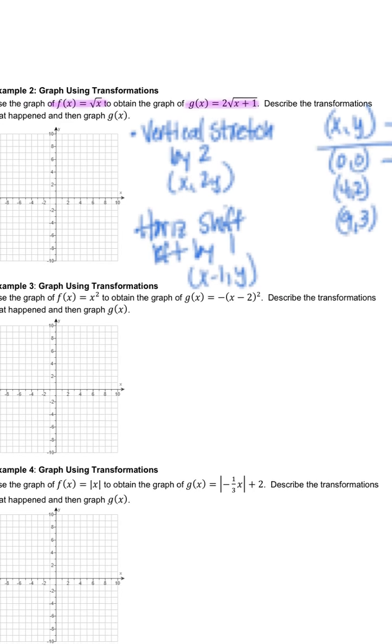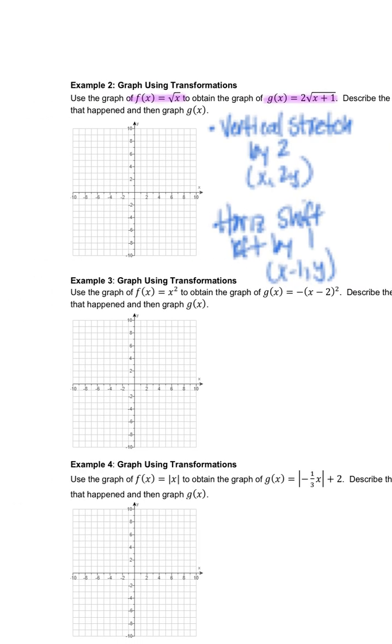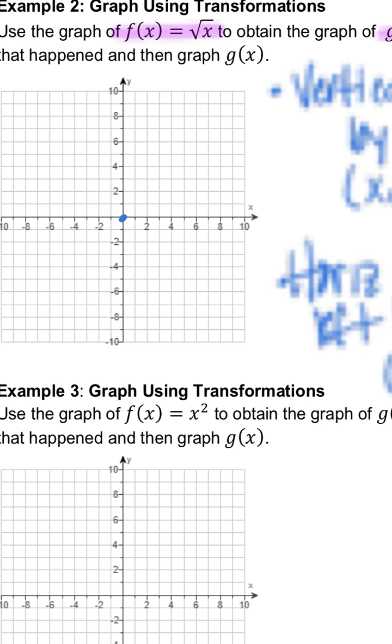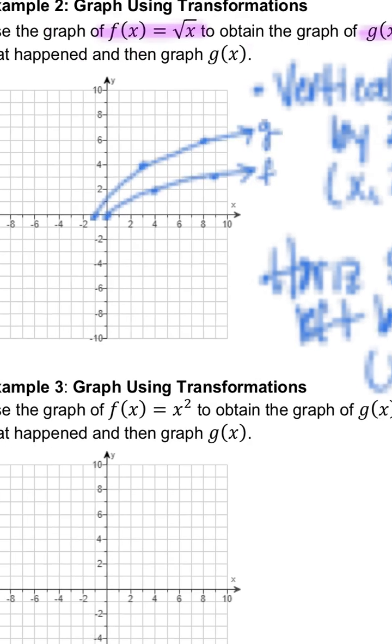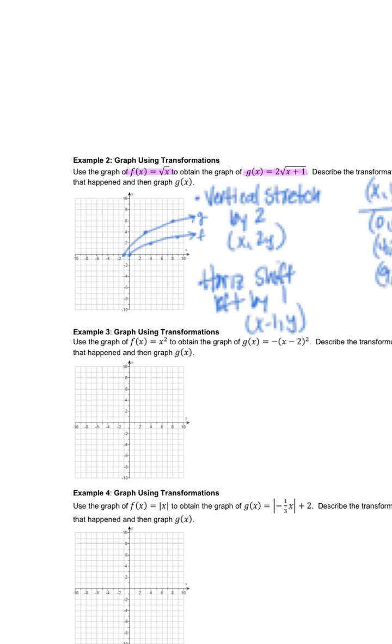So if I take and plot them, I have to enlarge this where I can see it. We've got 0, 0. We've got 4, 2. We've got 9, 3. So there is our graph here. And then our new set of points is negative 1, 0, 3, 4, and 8, 6. So there's your F, there's your G. So if you can tell, it shifted backwards 1, and then it got 2 times bigger.